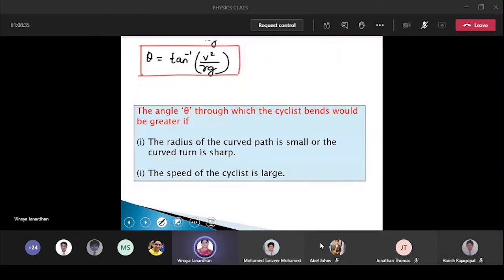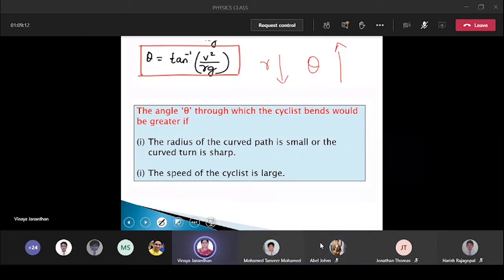Then the angle through which the cyclist bends would be greater. That you can see from your expression itself. So when the radius r is small, theta will be larger. Have you seen this? When the radius of the circular track is small, the cyclist has to bend to a larger extent. Is that so? You people ride cycles. That's the same, correct? Okay.